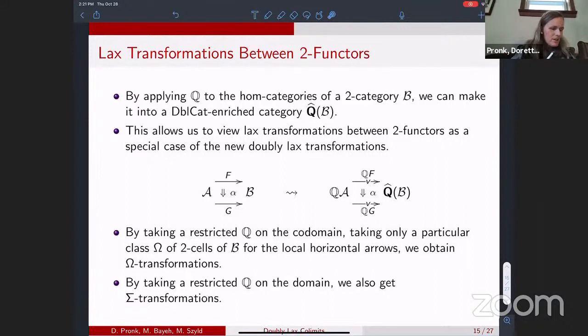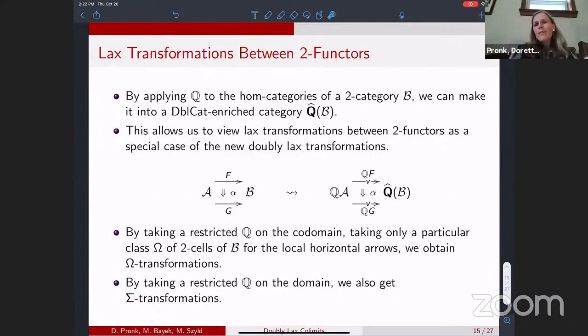If you then restrict, so first of all, this would just give us the general lax transformations. Nice, okay, so at least we generalize something we knew. But what's even nicer is that we can now decide to not put all the cells in both directions when we do the Q to the hom categories of B. I could decide to take all cells for the vertical part, but only certain cells for the horizontal part. And that will allow us to give, for instance, pseudo transformations or transformations with any other kind of special cells that we want to use for the naturality squares.